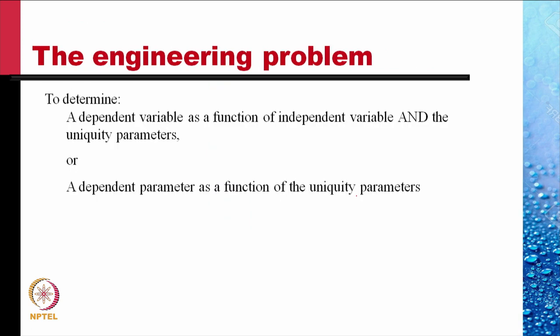What is an engineering problem? How does an engineering problem look like? The engineering problem is to determine a dependent variable or a dependent parameter as a function of independent variables and the uniquity parameters. Dependent variables are functions of independent variables and the uniquity parameters. The uniquity parameters define the problem and independent variables are results at different points.